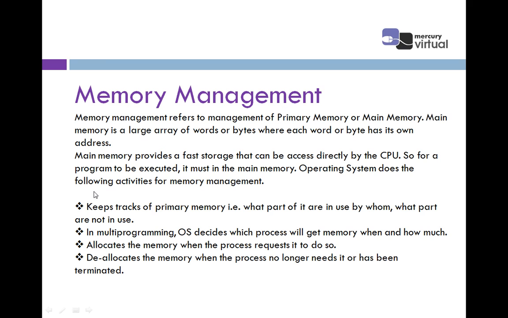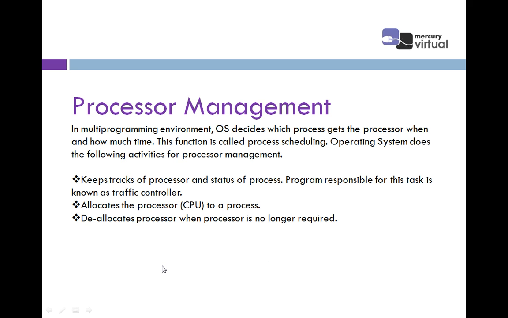There are basically 4 activities. It keeps track of the primary memory, that is, what parts of it are in use, by whom, and what parts are not in use. Meaning which part of the memory is used by someone or which part is free for saving something, right? The second point says in a multi-programming OS, the operating system decides which process will get memory, when and how much. Then it also allocates and deallocates the memory, right? Now move to the next one.